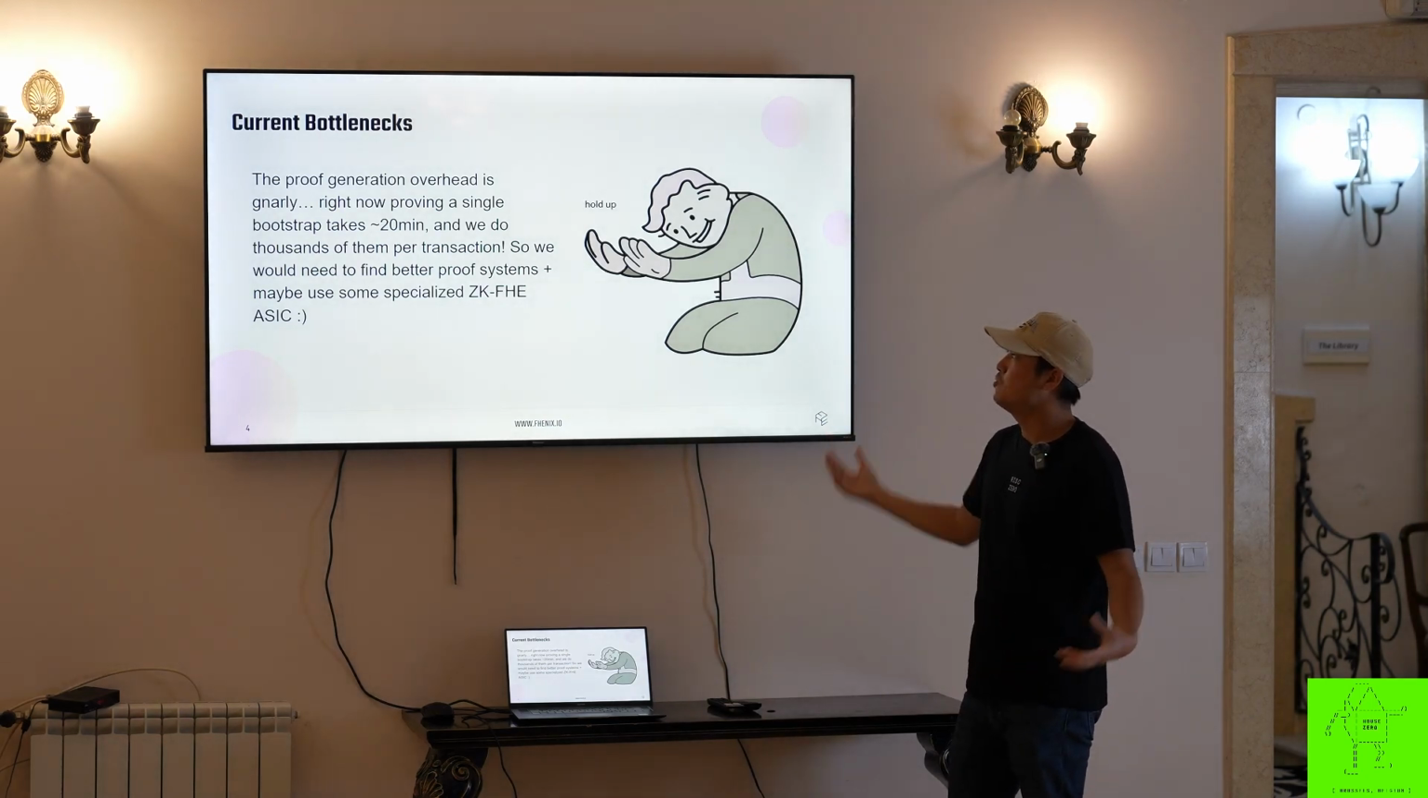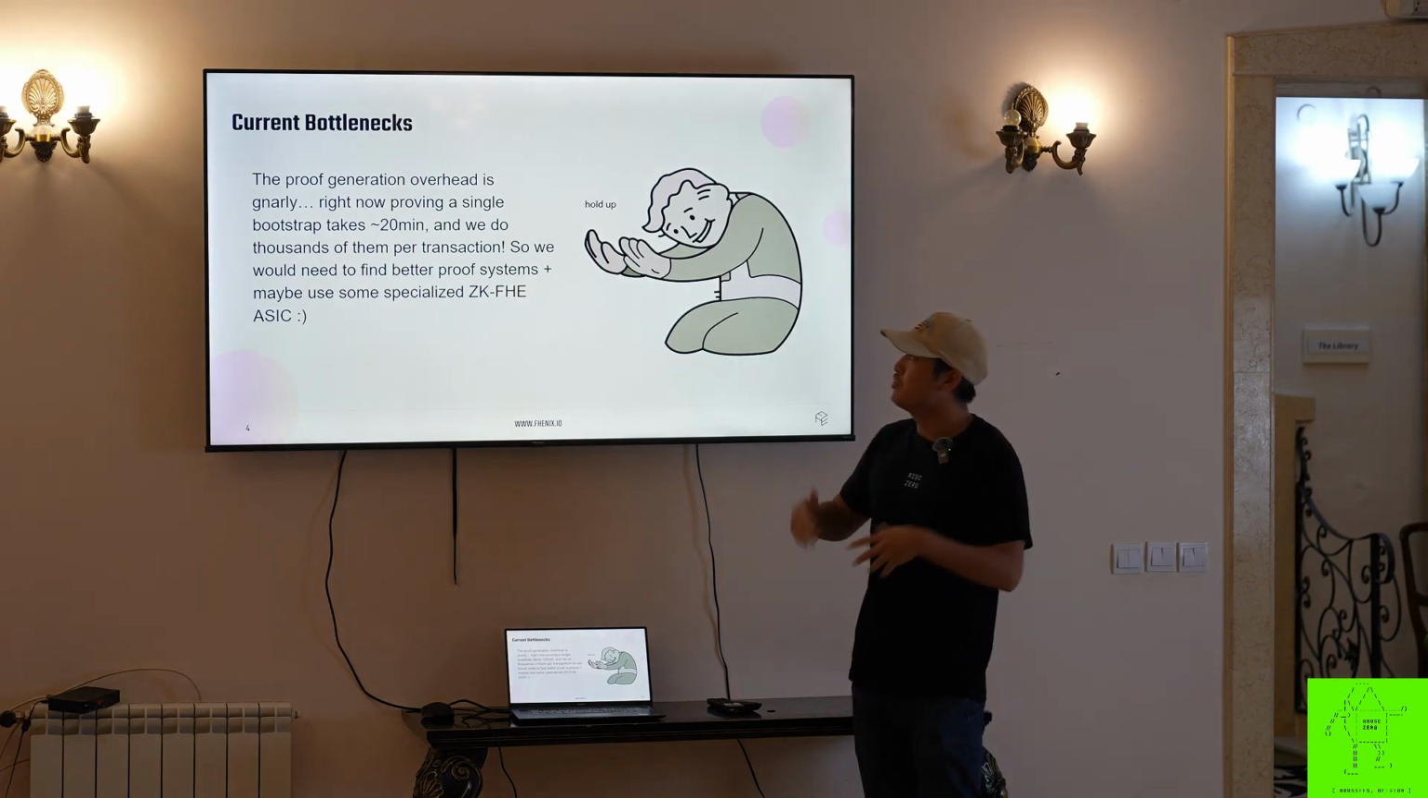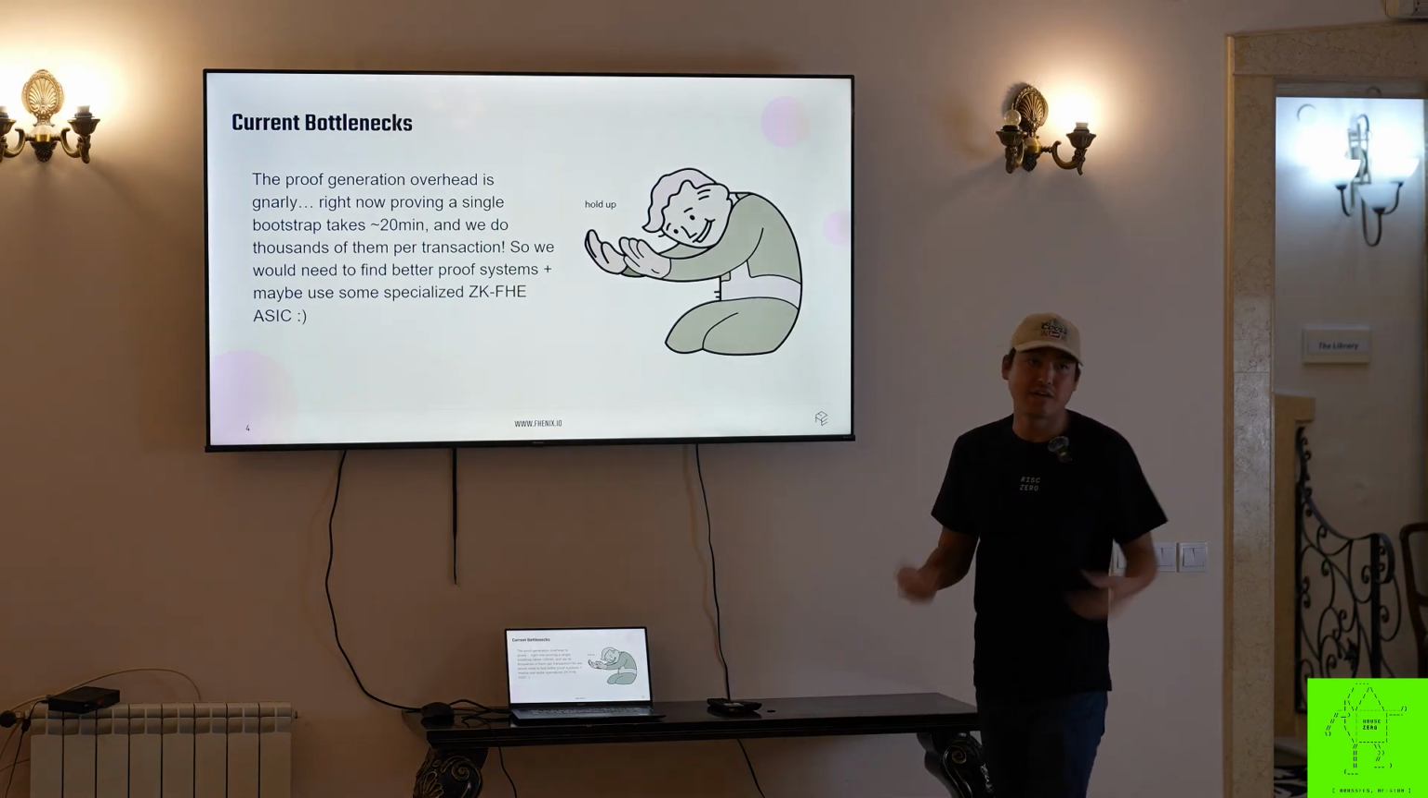But it's going to take 20 minutes to do a single bootstrap. So you need to do one of those for every single operation. And if we're trying to do thousands of them per transaction, that's just not very feasible.